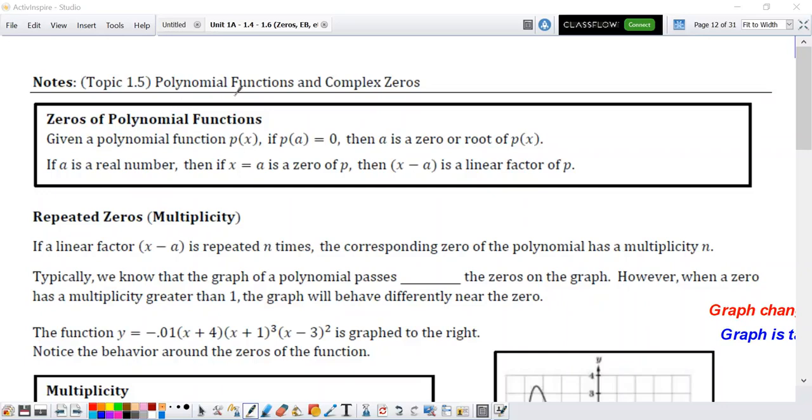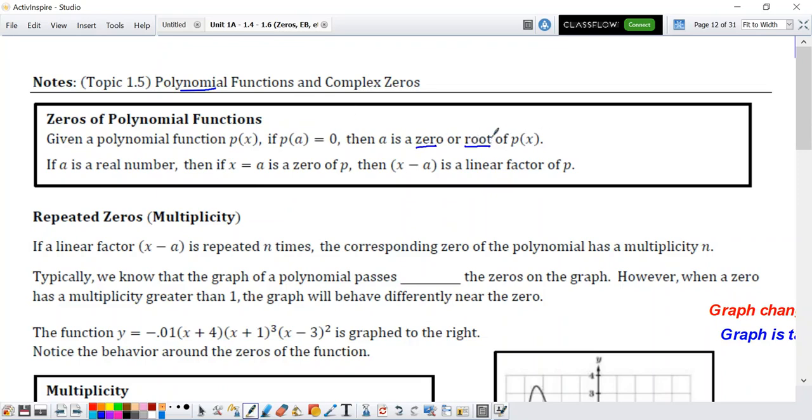In this video, I'm going to talk about zeros of polynomial functions. You will be able to identify how many zeros there are, complex zeros, and the degrees of the polynomial functions. So first of all, let's talk about what a zero is.